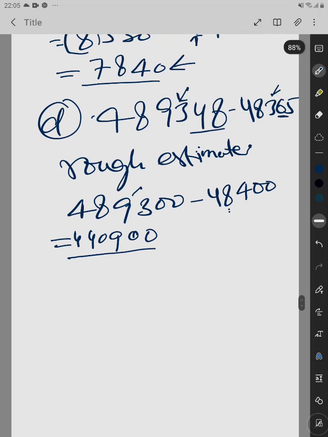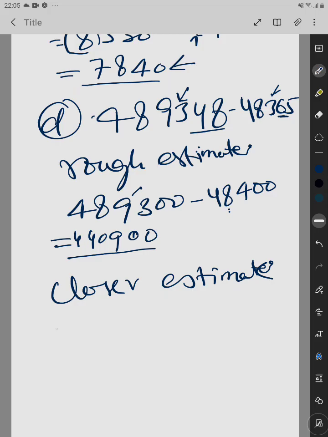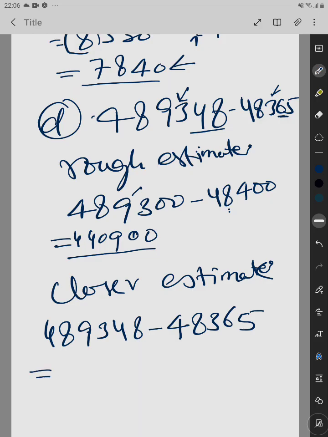Now we'll go for closure estimate. For closure estimate, we'll round off to nearest 10. Okay, 489348 minus 48365. So if we go for nearest tens, then we will write 489350. For this one nearest ten is 50, and for this one 483, this is 65, then consider as 70.